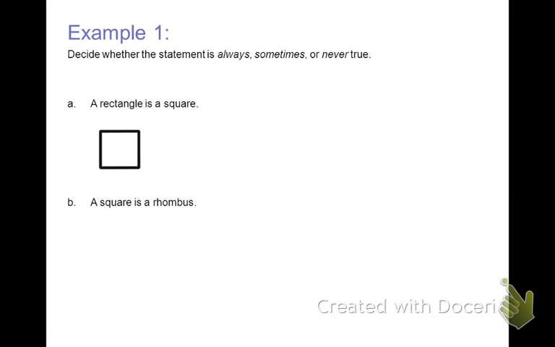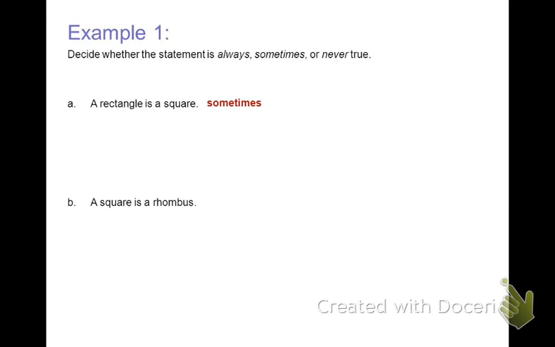Could you draw a rectangle that is not a square? Is that possible? Yes. Is that a rectangle? Yes. Yes, but it's not a square. So would you say that this is always, sometimes, or never true? I would say that this is sometimes true, because you can find one that fits it, and you can find one that doesn't fit it, right?